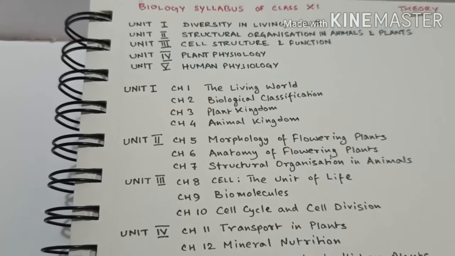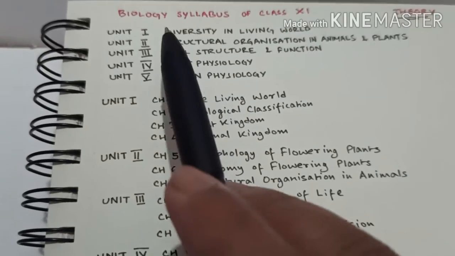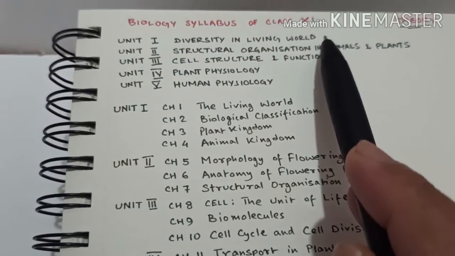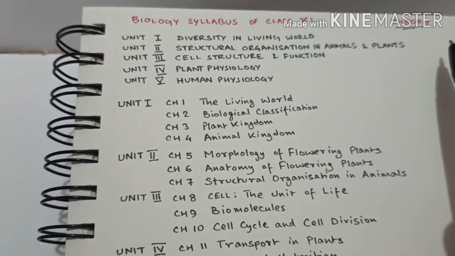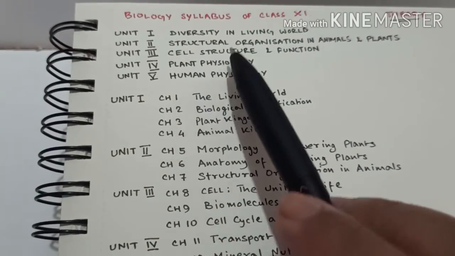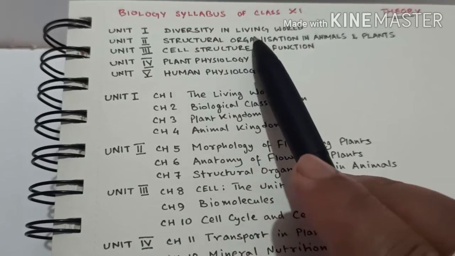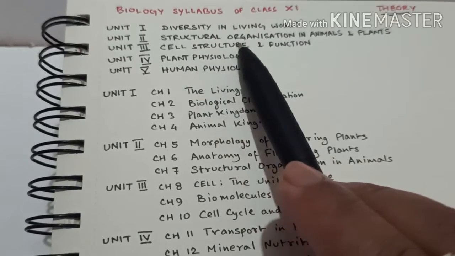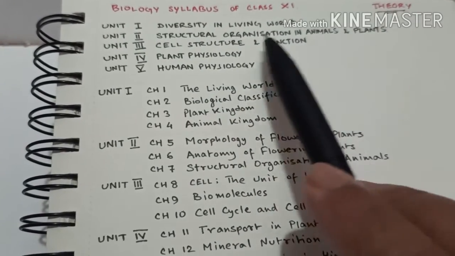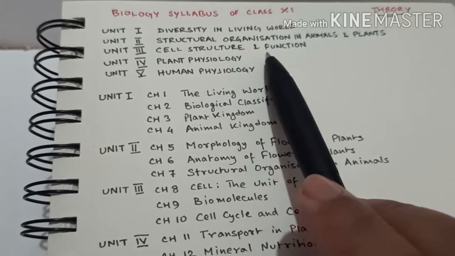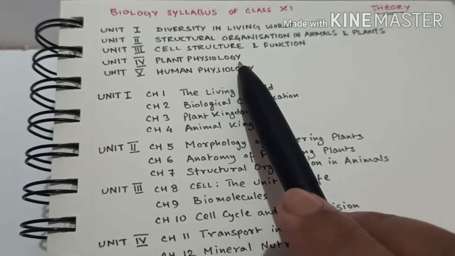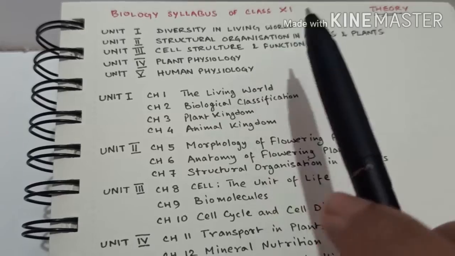So let's begin with the split up of the syllabus. The syllabus of biology for class 11 comprises 5 units. The first one is the diversity in living world. Second, structural organization in animals and plants. Third, the cell structure and function. Fourth, plant physiology. And fifth, the human physiology.